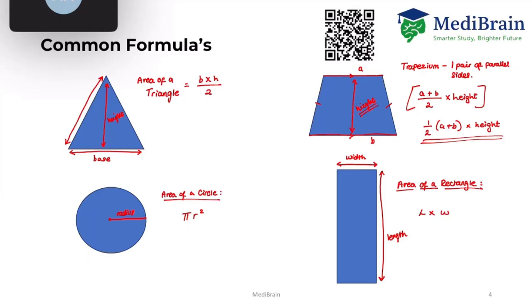So, common formulas: area of a triangle, base times height divided by 2; area of a circle, pi r squared; area of a rectangle, length times width; and area of a trapezium, (a plus b) divided by 2 times the height. Those are the common formulas that you will be required to know.